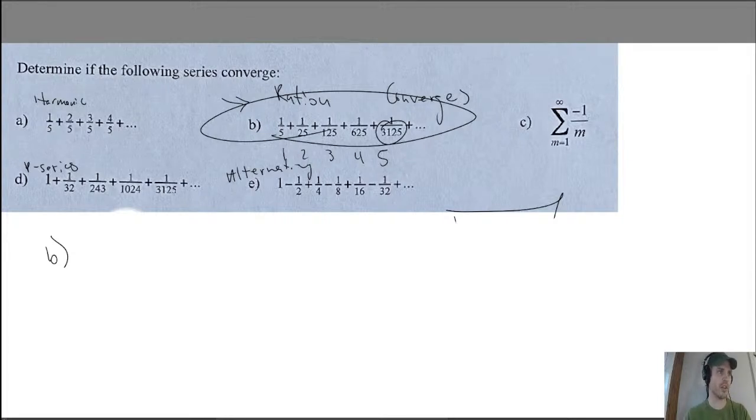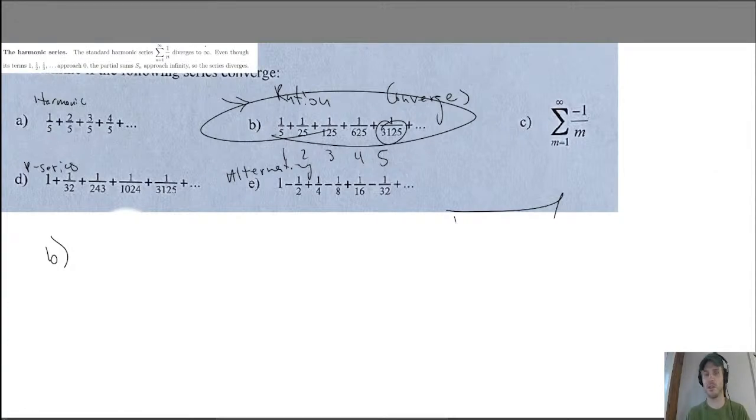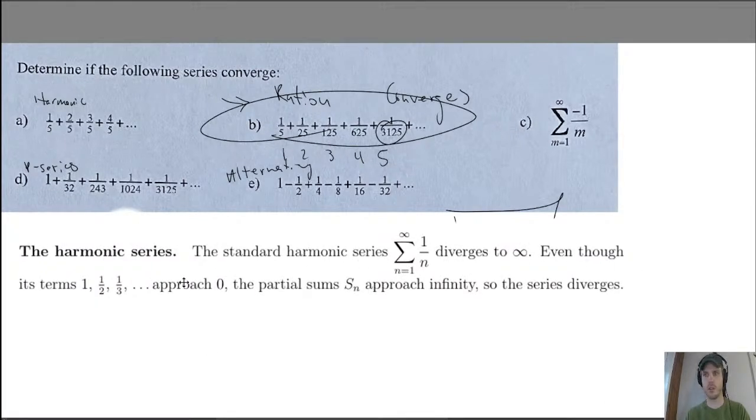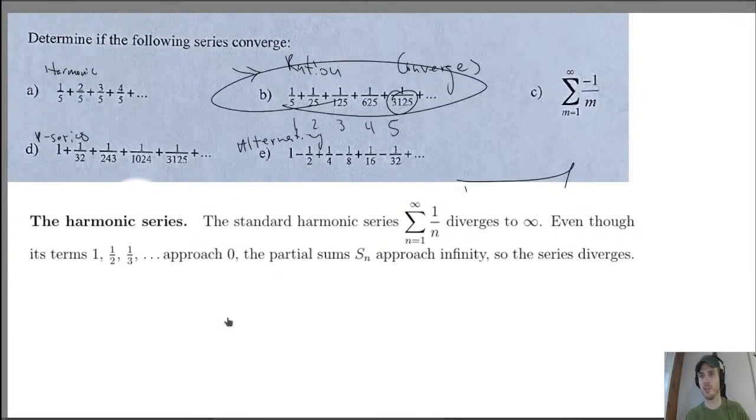So let's start with one, and then we'll just do them all correctly. So harmonic. Let me paste this for you to see. I guess it's good that I need to review this stuff. Okay. So the standard harmonic series is 1 over n. Diverges.